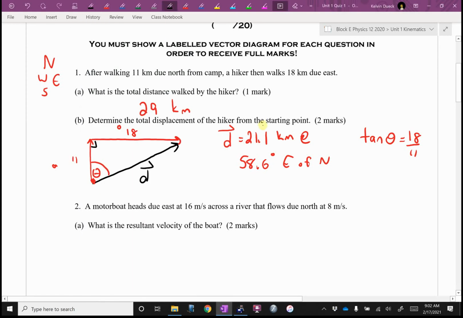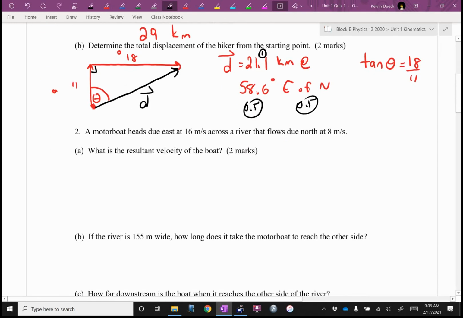And the way I would mark this, I would give you 1 mark for the magnitude, a half mark for the theta, and a half mark for the what of what. But if you got it right, 2 out of 2. A motorboat heads due east, river flows north.